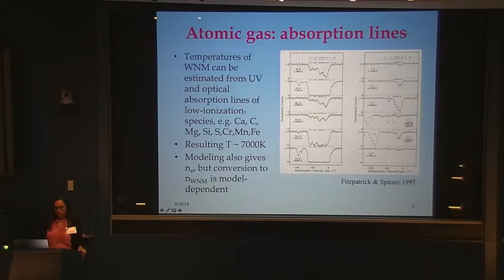There are low ionization species, as some examples shown here. And I won't go into the details here, but the typical temperatures of the warm neutral medium, based on these, you fit a model to all of these lines together, and that gives you a temperature of around this value. This does not tell you the density directly, so it's really just a measure of the temperature.